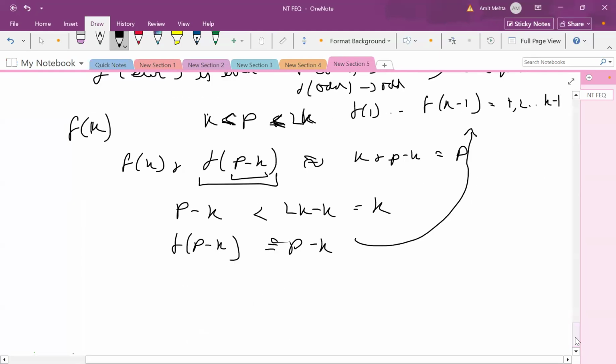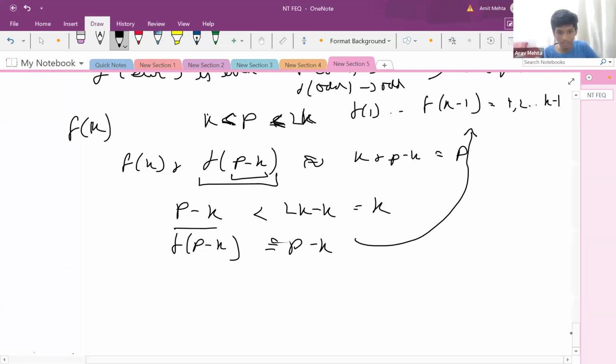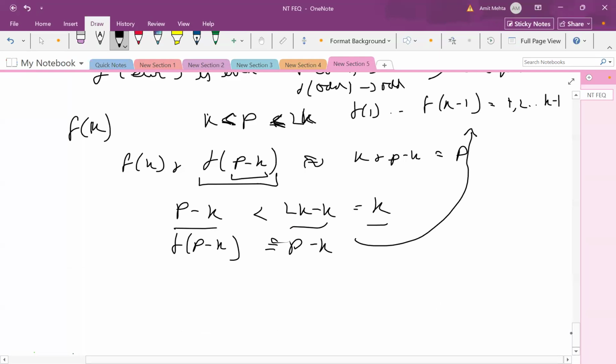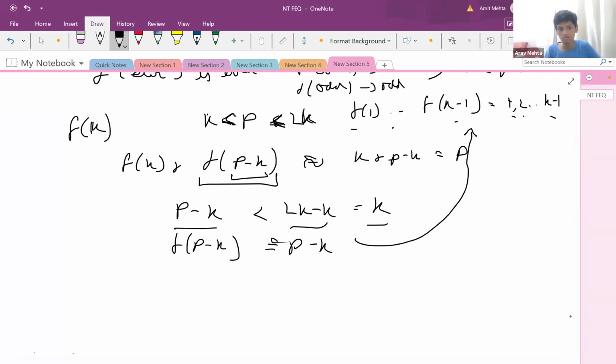Wait, how did we get it exactly that? So basically, we know that p minus k is less than 2k minus k, which is k. Wait, one second. Less than k, we had strongly inducted and assumed that f of 1 is 1, f of 2 is 2, f of k minus 1 is k minus 1. So we know that f of p minus k is p minus k. Also, we're done, right? Not yet. And yeah, we are done with strictly increasing.